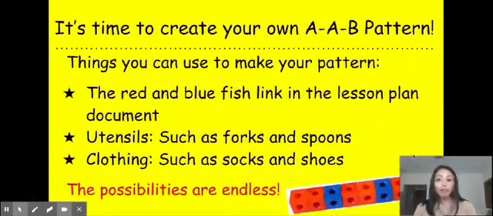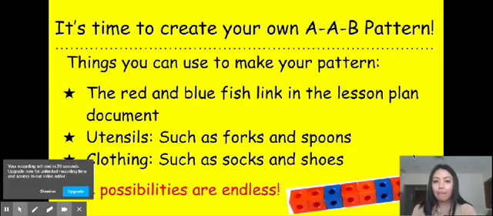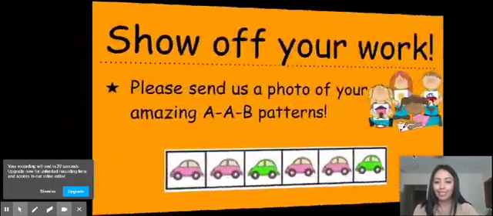Now, it's time to create your own AAB pattern. These are the things you can use to make your pattern. The red and blue fish link in the lesson plan document, utensils such as forks and spoons, clothing such as socks and shoes. Remember, you can always use your own objects of your own choice to show us your own AAB pattern.